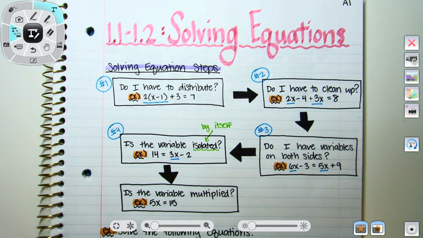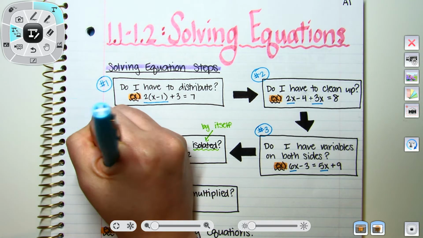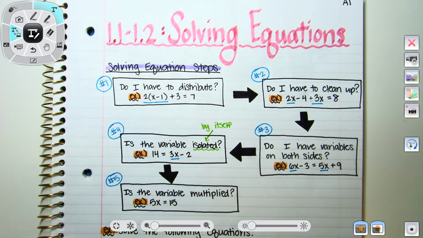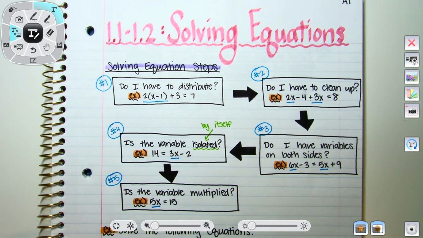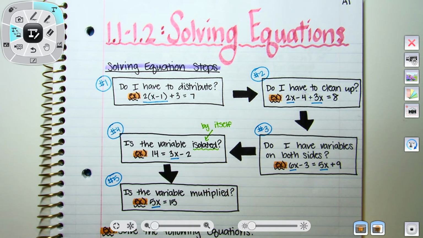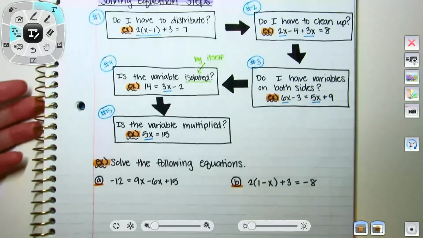All right, and then we move on down to the last one. I'm going to call this one number 5. Which asks, is the variable multiplied? The answer is yes, it is multiplied by 5. So our last step we're going to need to do is divide both sides by 5 so that we can get that x by itself. All right, so let's go ahead and take a look at a couple of examples.